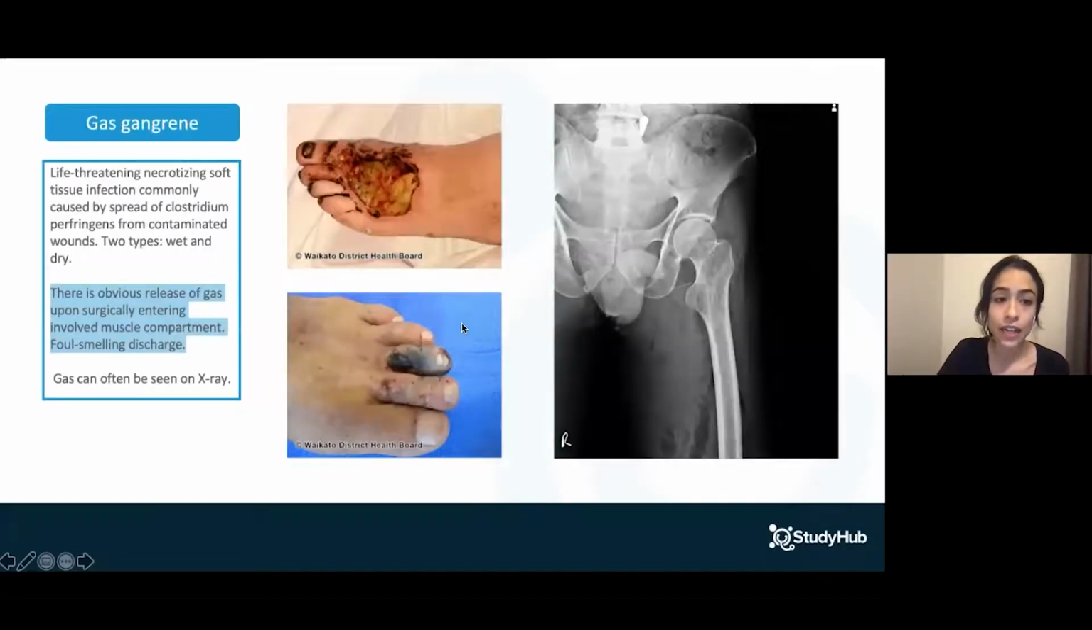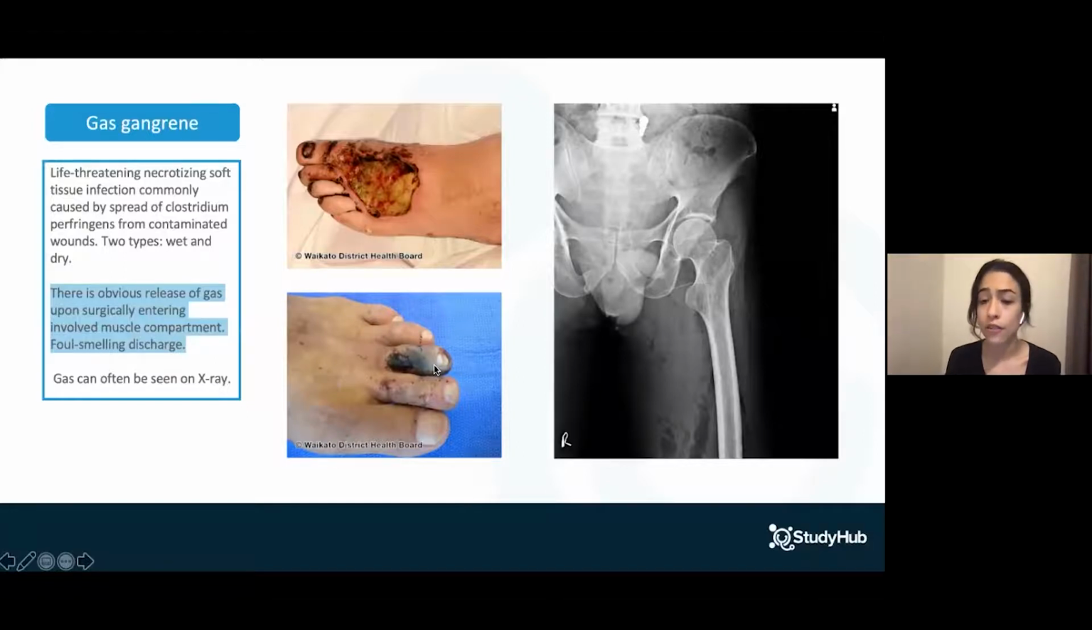So gas gangrene, again, a type of necrotizing fasciitis. There are 2 types. There's wet and dry. So the picture at the top with the foot is wet gas gangrene, and this is just the necrotizing fasciitis infection spreading and causing inflammation, whereas the bottom picture is dry gas gangrene, which is ischemia, and you can see that because there's some dead tissue here of the toe.